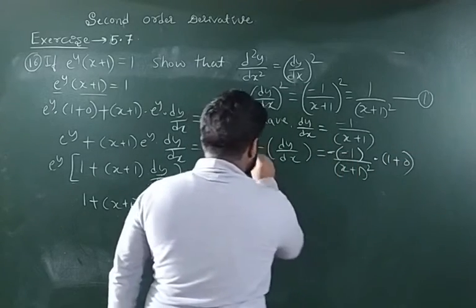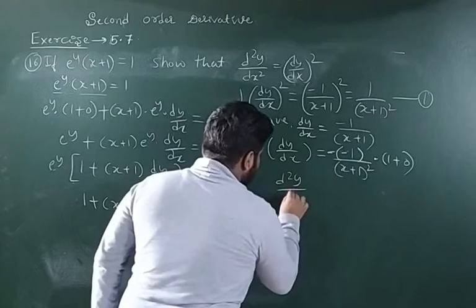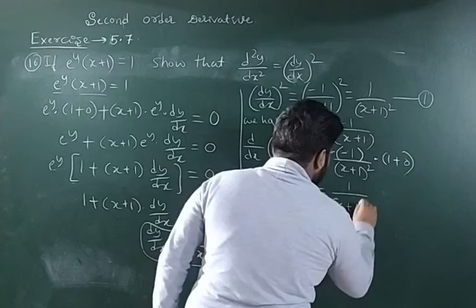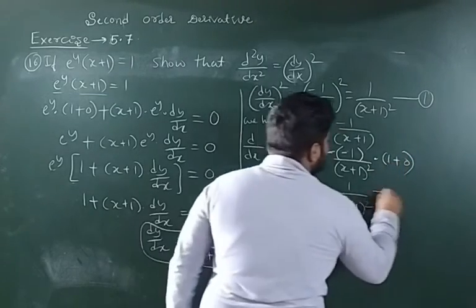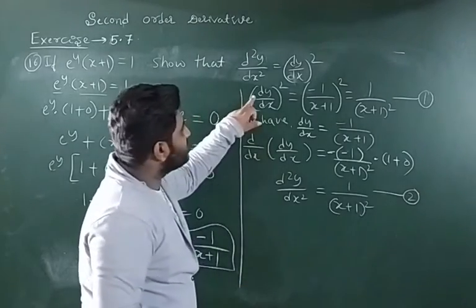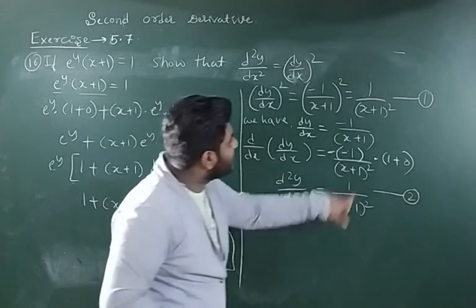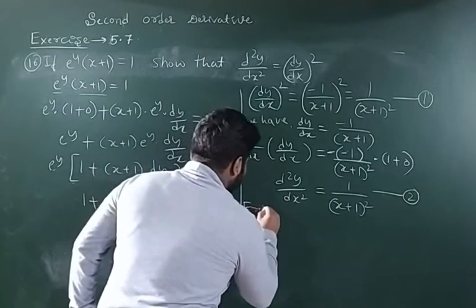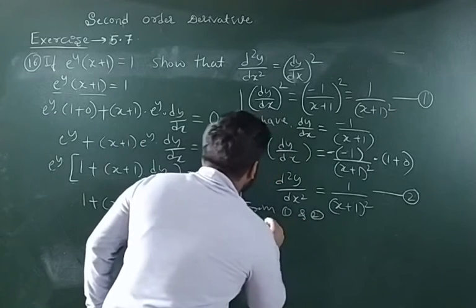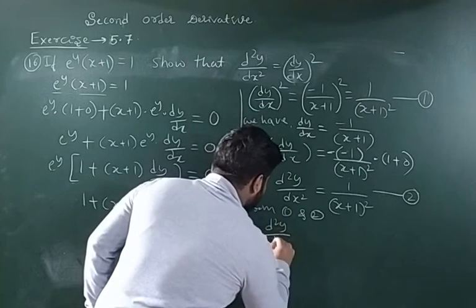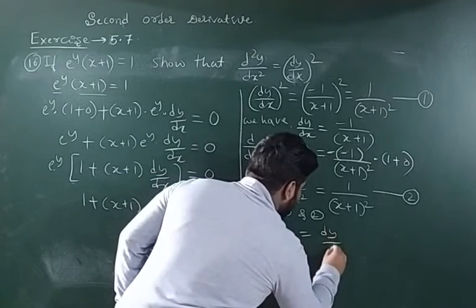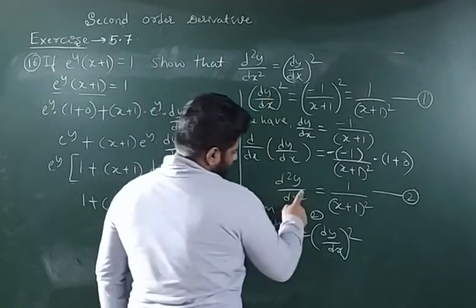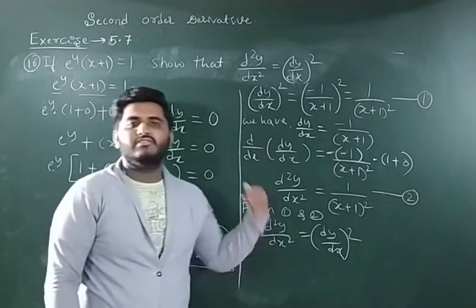So finally we are getting minus minus plus. This is nothing but the second order derivative. D square y by dx square is equal to minus minus plus 1 divided by (x plus 1) whole square. This is equation number 2. Carefully see here, guys. Equation number 1 and equation number 2, both are same. RHS are same. So therefore we can equate LHS. From equation 1 and 2, d square y by dx square is equal to (dy by dx) whole square.